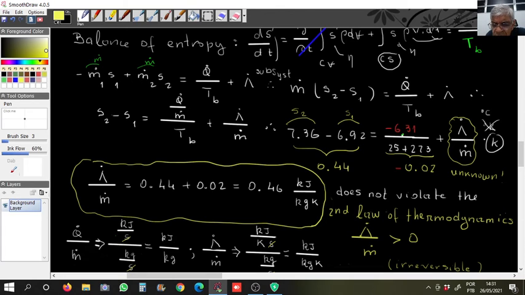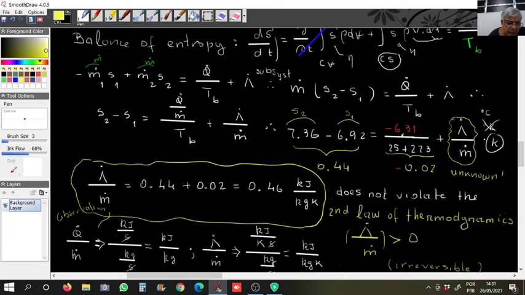So this means that the process does not violate the second law of thermodynamics, since the generation of entropy is greater than zero. It is irreversible. This is just an observation.